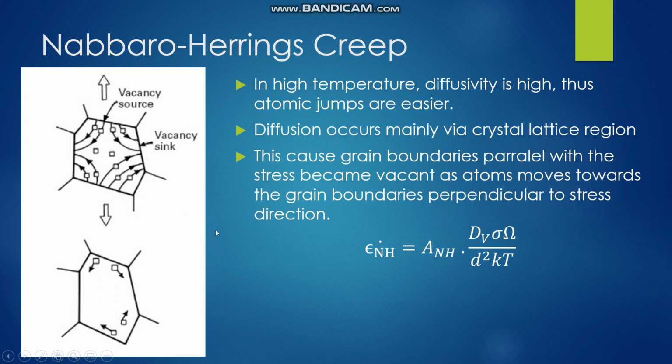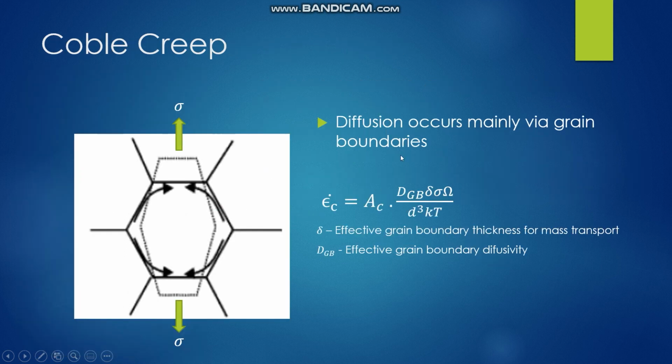In Nabarro-Herring creep, diffusion occurs via the crystal lattice region. So, in Nabarro-Herring creep, the diffusion occurs inside this region. This is different from Coble creep, where the diffusion occurs mainly via grain boundaries. These are the formulas to calculate the creep rate for the diffusion creep.